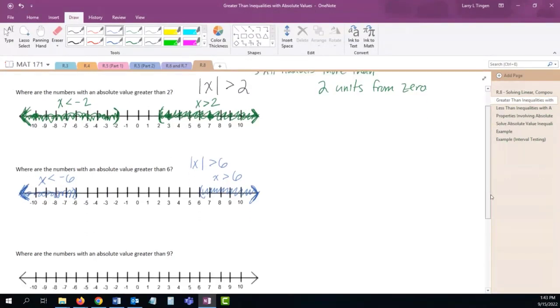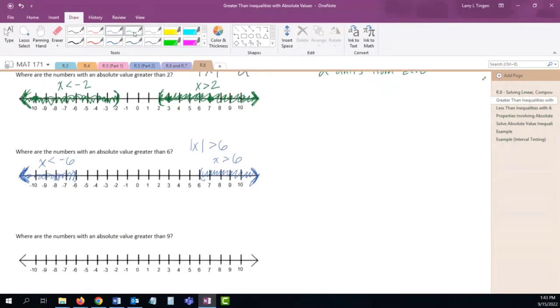What's going to happen when I do greater than 9? Same stuff, right? Now I'm at 9. Everything greater than 9 is in there. Everything less than -9 is in there. So this side is x is greater than 9, and this side is x is less than -9. Okay. So this is the idea. This is the concept that we're after.